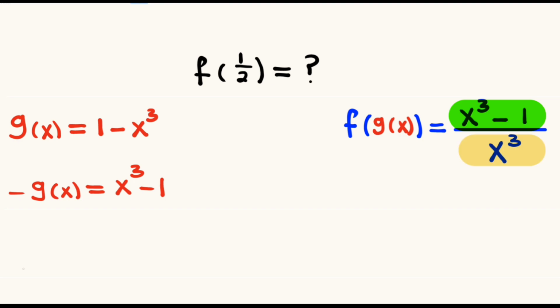So we are going to make the x cubed the subject of the formula with respect to g of x, such that x cubed will be equals to 1 minus g of x.